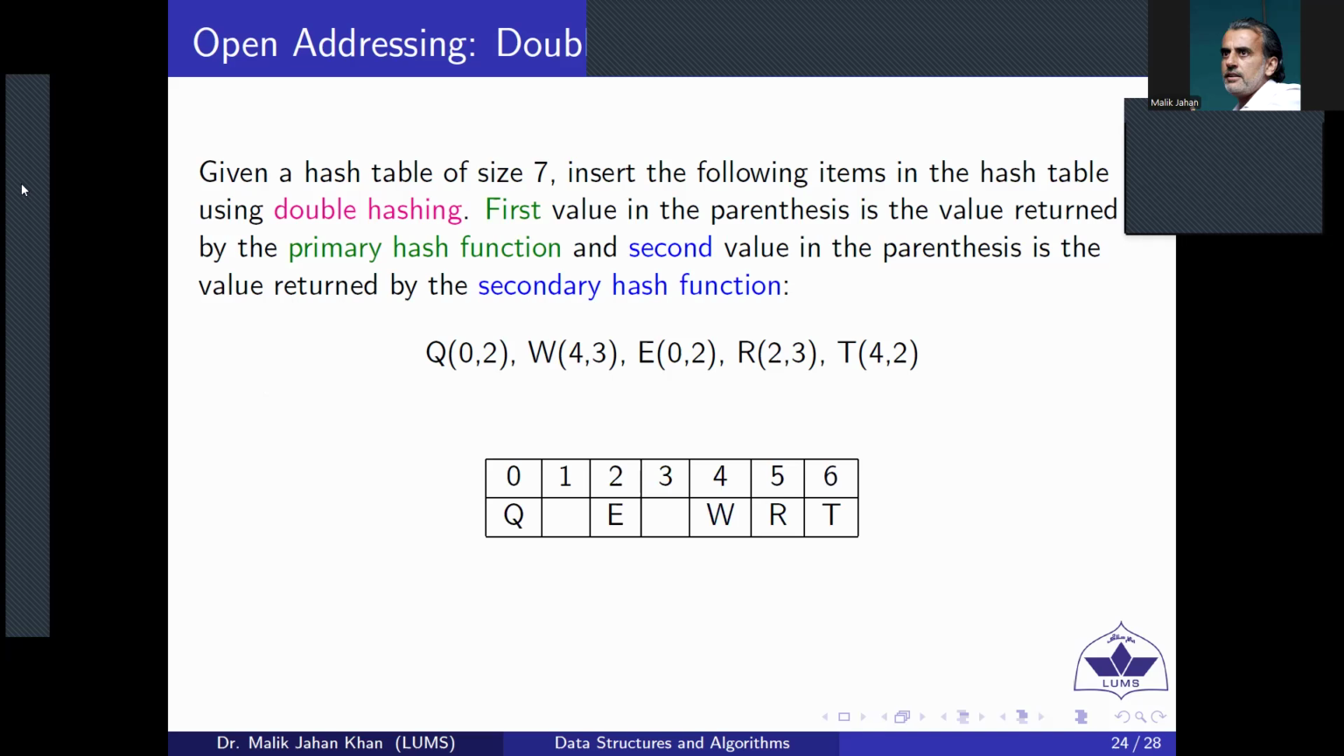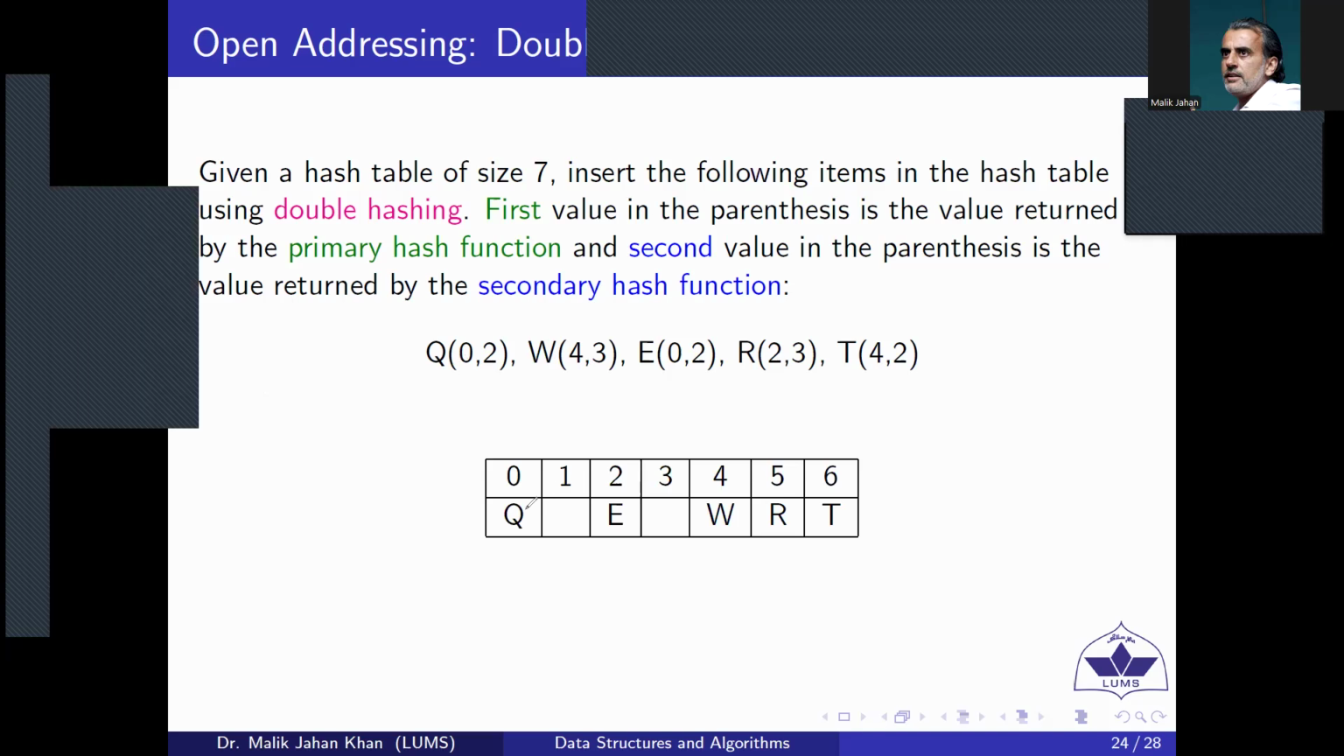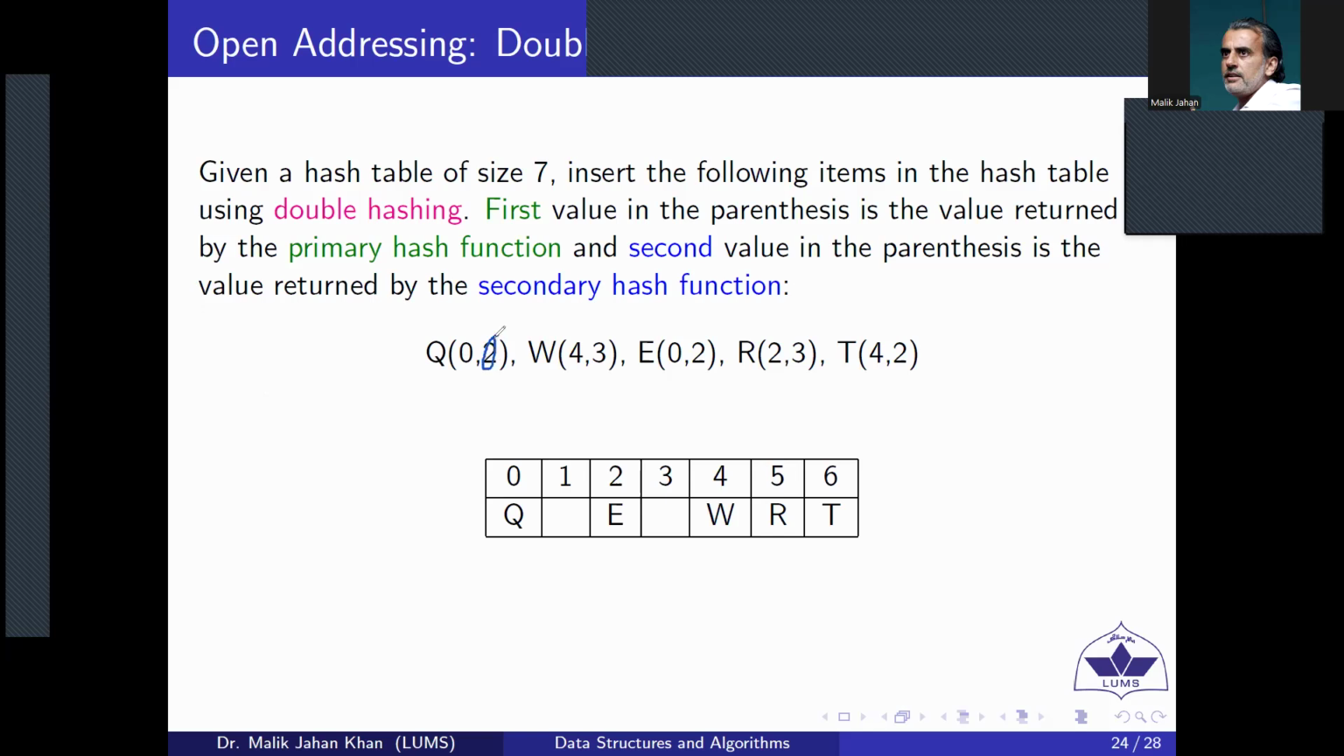So if you look at Q, its first answer is 0. So we just insert Q, and we don't use the value returned by the secondary hash function because that is only applicable when there is a collision. For W, we go to index 4 and that is the only thing which we use. We don't use 3 for that. For E, we are trying to get to index 0, but we have a collision. Now we can use this value too.